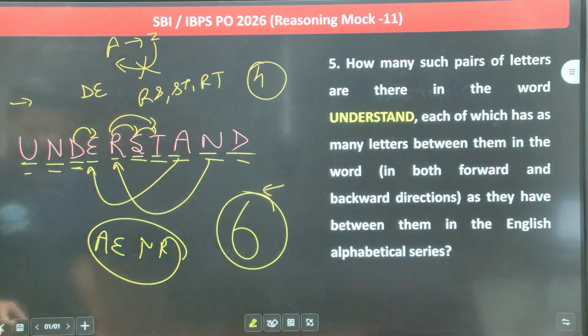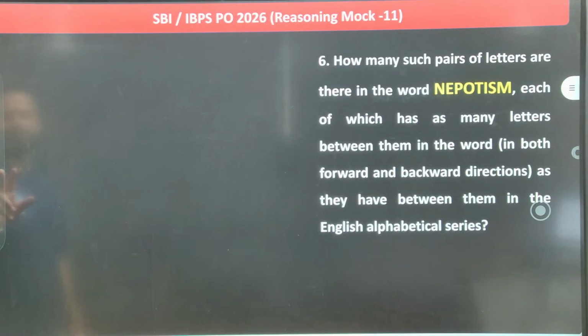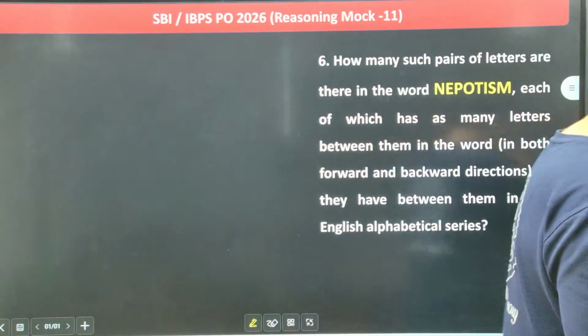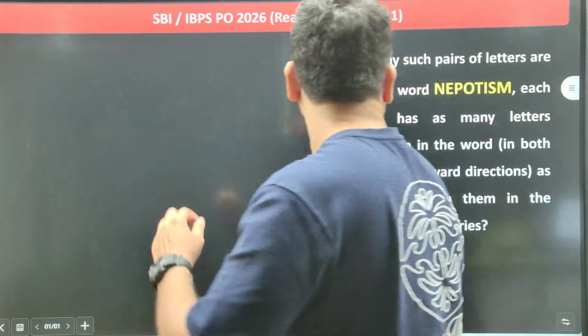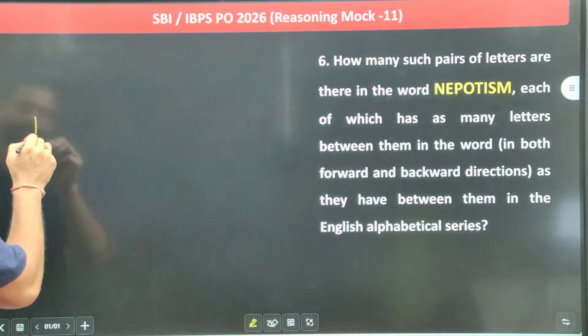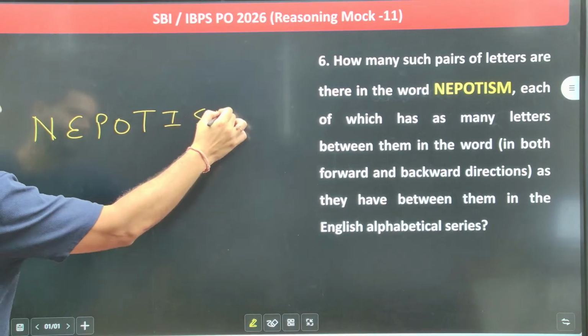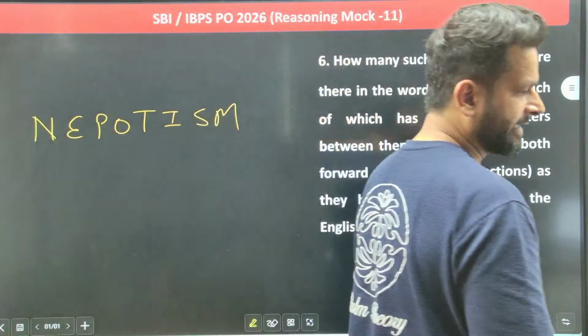Very good. Very good. We have a few more questions, I guess. Yes. Same question, different word. The word here is nepotism. Take 30 seconds. What is the answer for this? Vaishnavi. Just the word is different. Question is same. Nepotism. How many pairs? Both in forward and in backward direction.